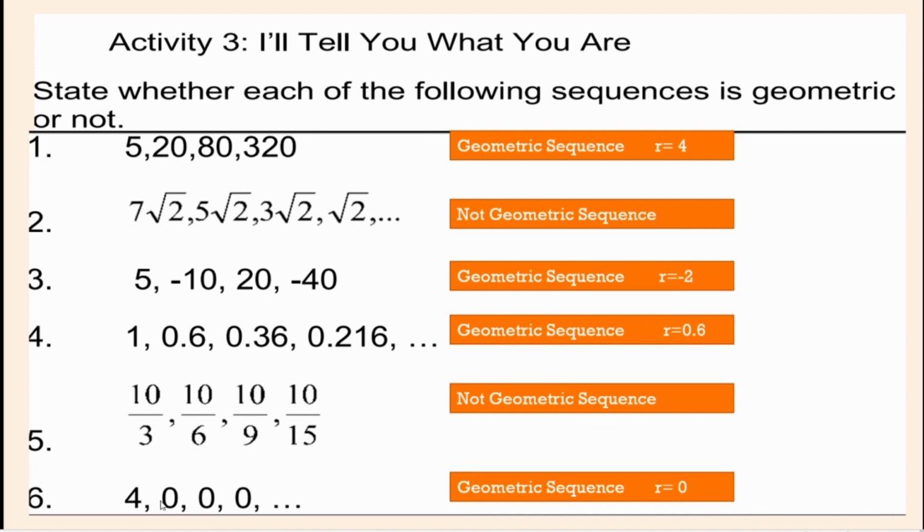Number 6, we have 4, 0, 0, 0, and so on. So 0 divided by 4 is 0, 0 divided by 0 is 0. Therefore, our common ratio is 0, and we can say that this sequence is a geometric sequence.